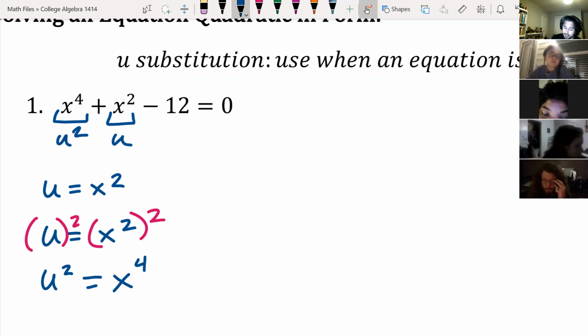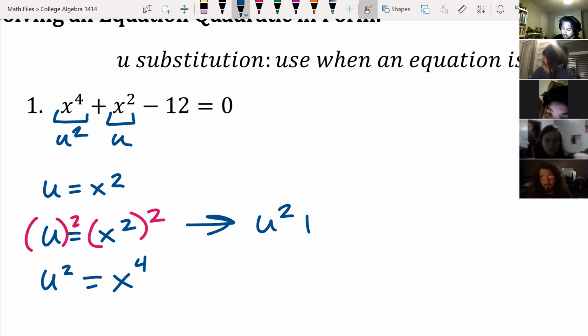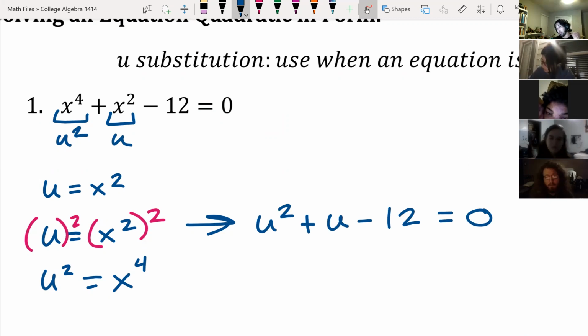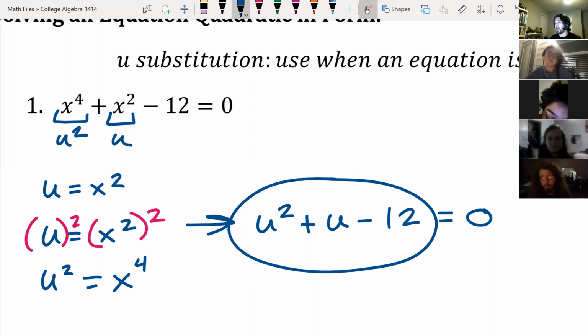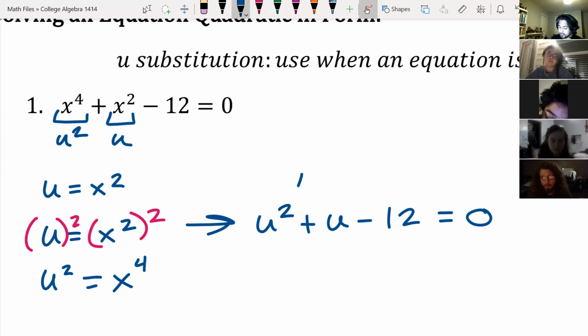Okay. Now let's put the whole substitution together. Our new quadratic equation in terms of u is going to be u squared plus u minus 12 equal to 0. And now what we are seeing is that when we apply U substitution, it puts the equation in quadratic form. When I say quadratic form, the leading term is now squared instead of to the fourth. Everybody good with that?